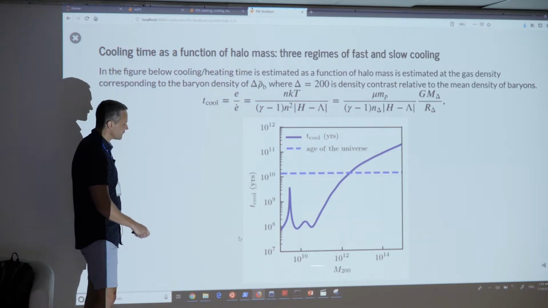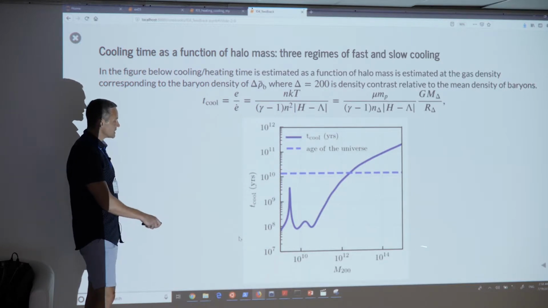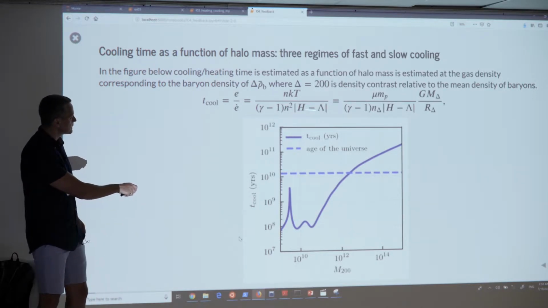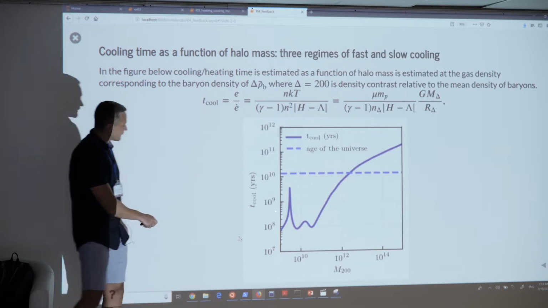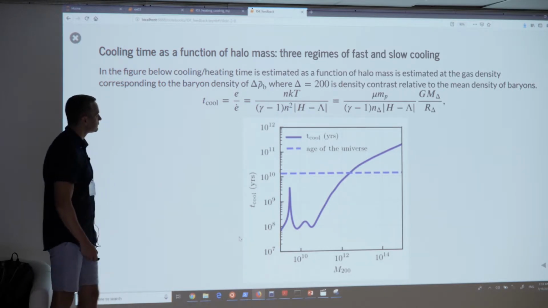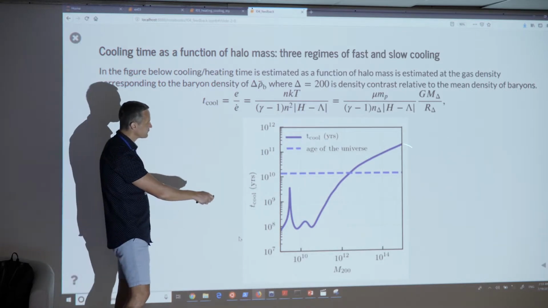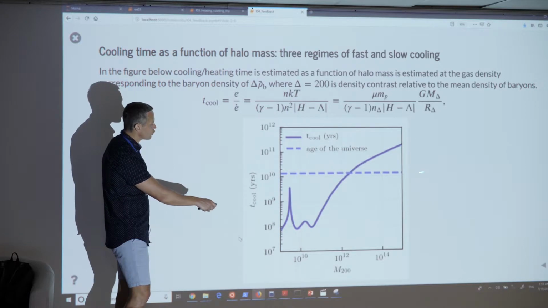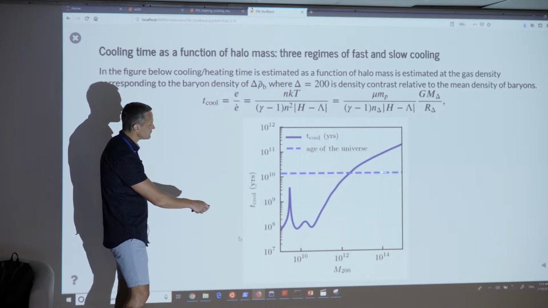I showed it yesterday. From smaller masses, pretty much all the mass relevant to galaxy formation, you can see that this has a complicated shape that reflects the shape of this function mostly. And there are three regimes in this plot. The first regime is at the highest masses, where you see that at this density, the cooling time is longer than the age of the universe shown by the dashed line, right?